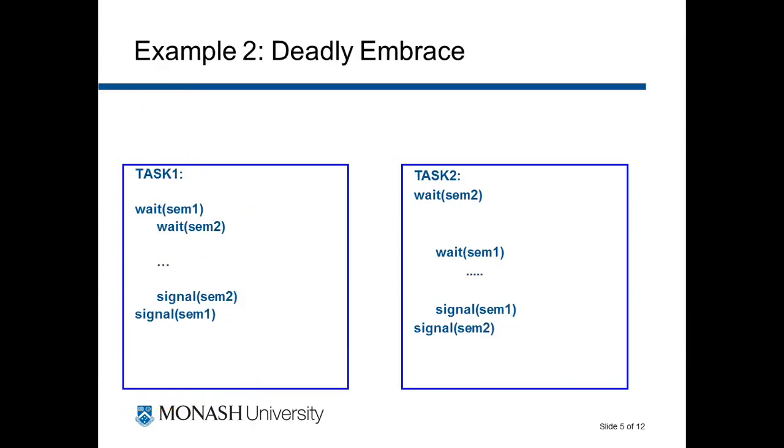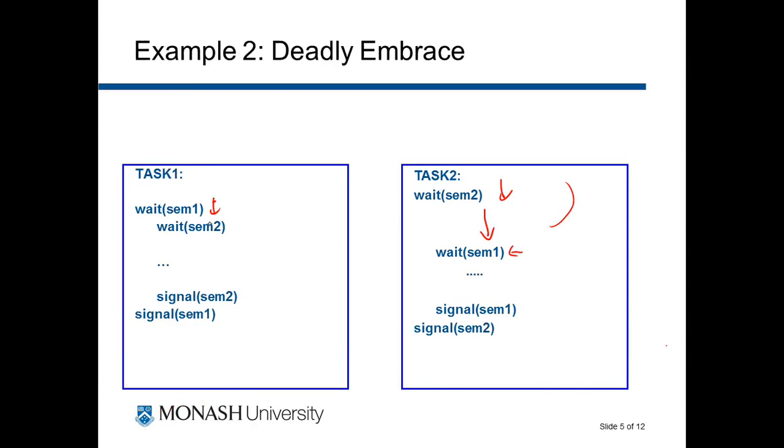Okay, this is a slightly more classical deadlock situation. You have task 1 and task 2. Task 1 waits for a semaphore, it gets it. Okay, then it gets preempted. So task 2 comes and it grabs semaphore 2. Then task 2 does some work. Eventually it says, okay, now I need semaphore 1. Well, who has semaphore 1? Task 1 has semaphore 1. What's task 1 going to do?